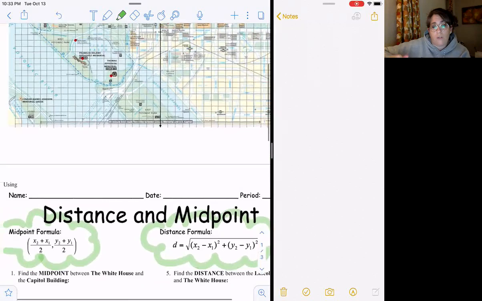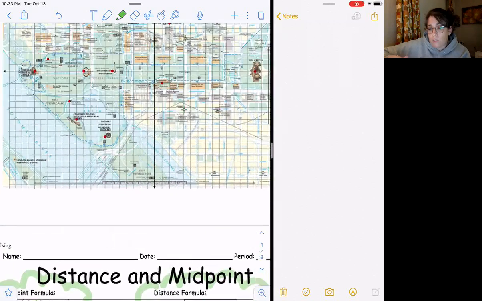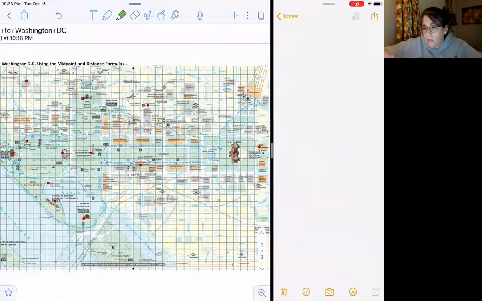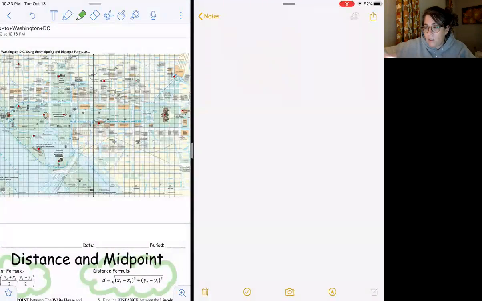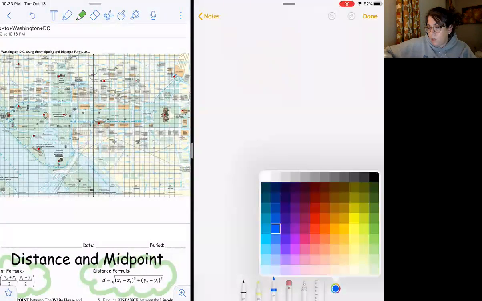So you have the 2 formulas down there and this giant map of Washington, D.C. If you zoom in, you can see different places. And I'm just going to pick a couple to do as some examples. So I'm going to write over here and change the color. I'm going to do some examples.